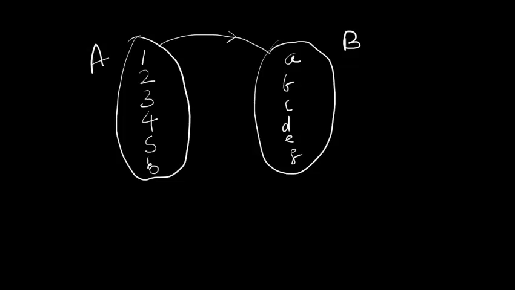Now let's say under some relationship R, 1 was connected to C, and 2 was connected to B, and 3 was also connected to B, 4 was connected to A, 5 was connected to C, and that's it. So this is a relationship, or the correspondence, that I'm going to be considering.